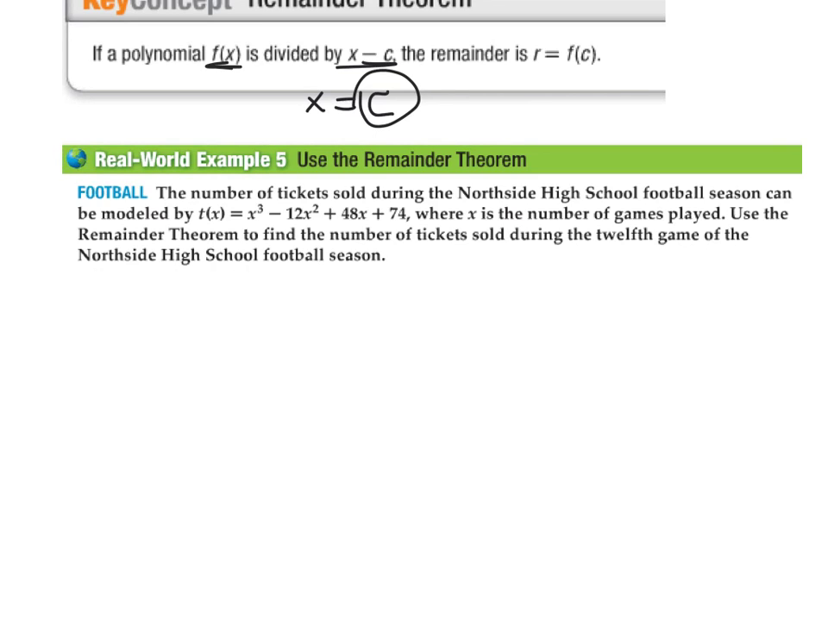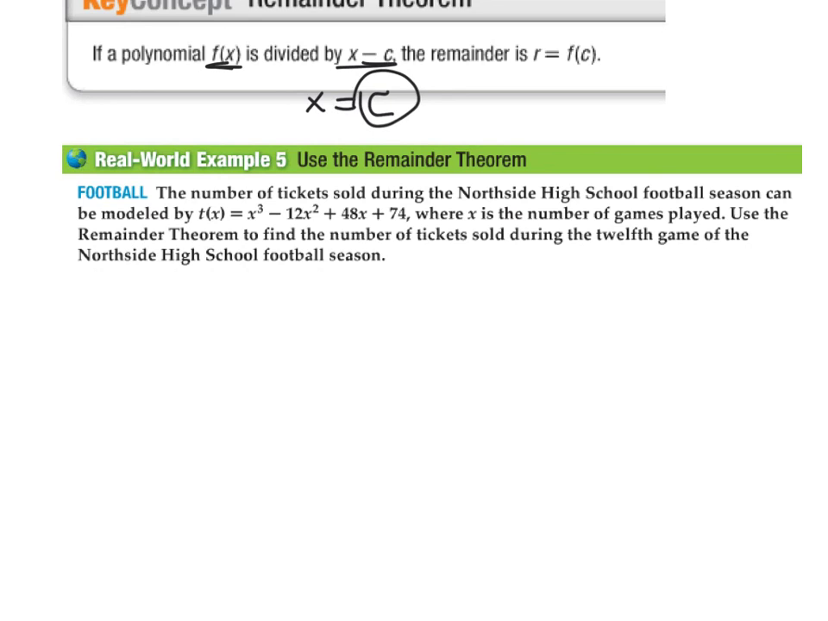So if I put c into the function, whatever c is, and I get an output that's 0, that means my divisor is a factor of the polynomial because I have no remainder. If I get something other than 0, then that tells me that my divisor is not a factor. So we're going to try it out.